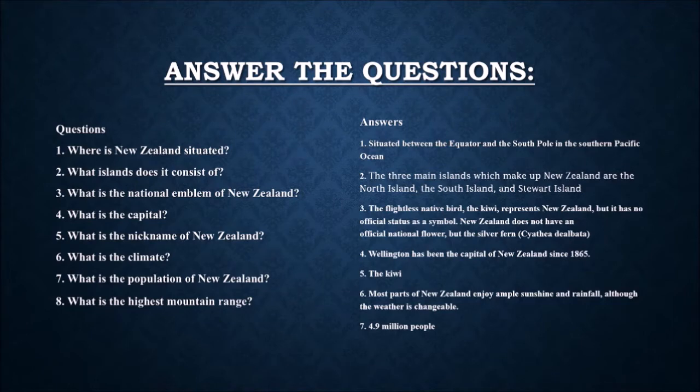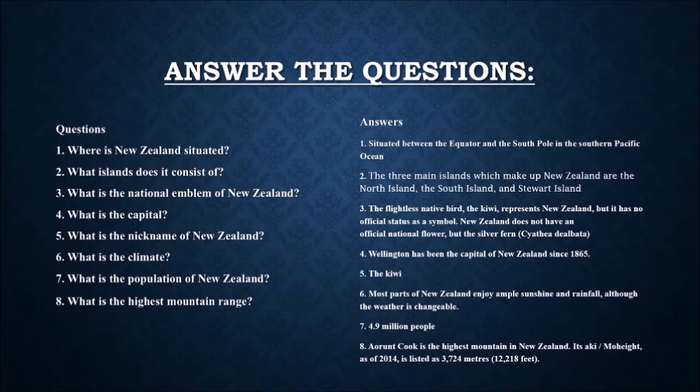So, it is Mount Cook, the highest mountain in New Zealand. It's Aoraki Mount Cook. As of 2014, it's listed as 3,724 meters.